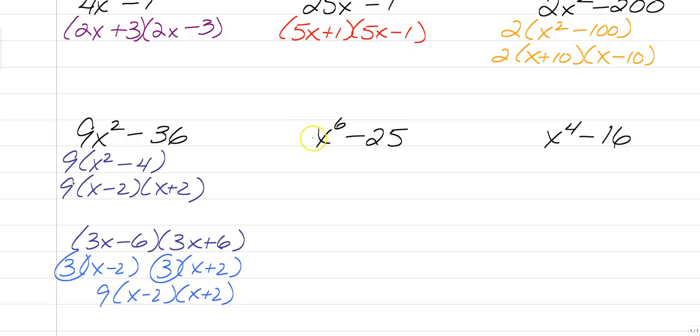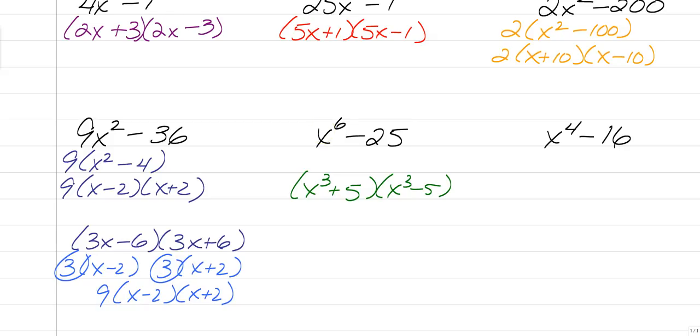Next example, the square root of x to the 6th is x cubed, and the square root of 25 is 5. So you should have had x cubed plus 5 and x cubed minus 5. Again, any even power can be square rooted when we're working with variables.